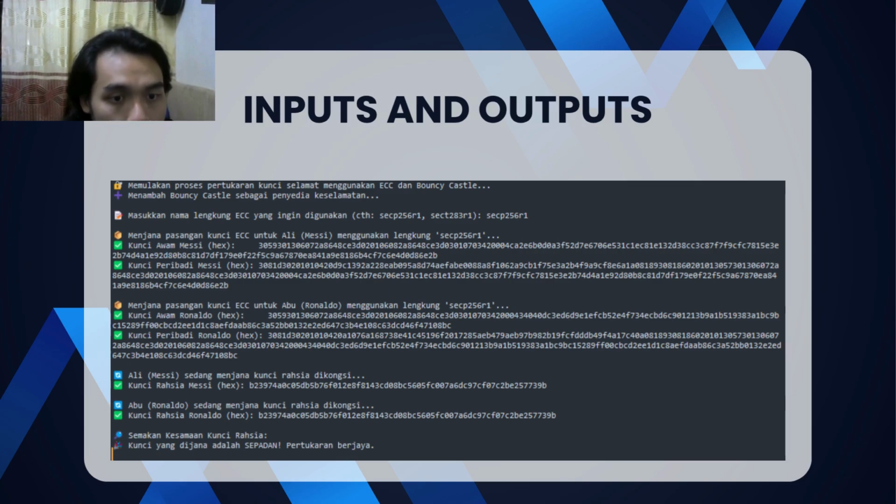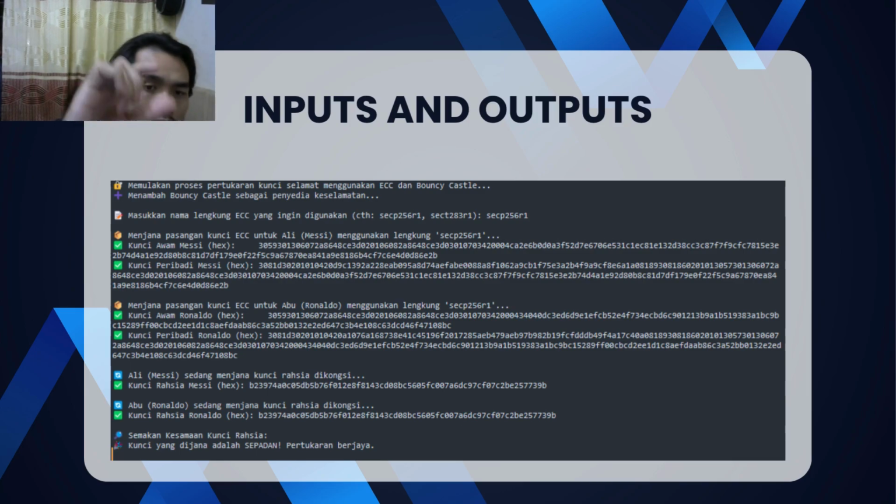After we have done generating their ECC key pair, which is the public key hex and our private key hex respectively, we have to take one host, which in this case is Ali, who is Messi, to generate the shared secret key, where Messi's shared secret key hex will be in hex number B2394 and so on. It should have the same secret key number as Abu Ronaldo, who is generating the shared key, the exact same number, right from the start till the last digit here.